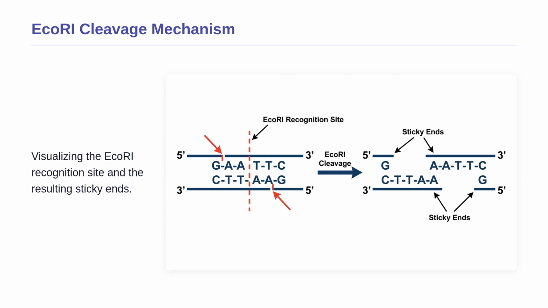On the right side of the diagram, you can see the result of this staggered cut. The DNA has been split into 2 fragments, leaving overhanging unpaired bases reading AATT. These are the sticky ends we discussed earlier, which are crucial because they allow scientists to glue this fragment to another piece of DNA with matching sticky ends.